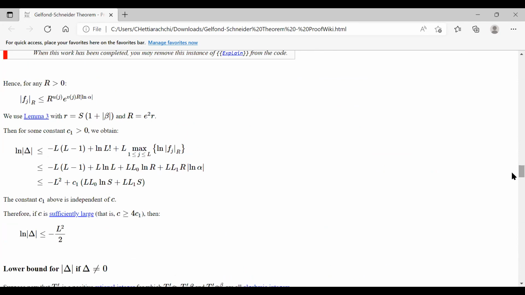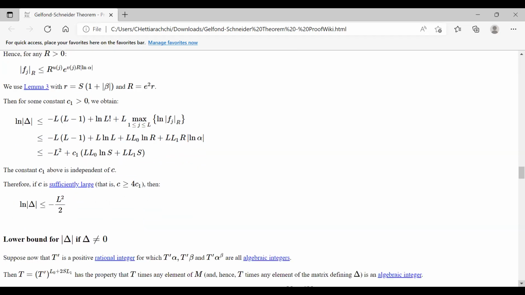Because of that, we can choose C sufficiently large. That means we can choose C to be greater than or equal to 4 C1 and then plug it in here. Then we can reduce this to ln of determinant of delta less than or equal to minus L squared over 2. So first we get the upper bound, and the next one is the most complicated thing, the lower bound.